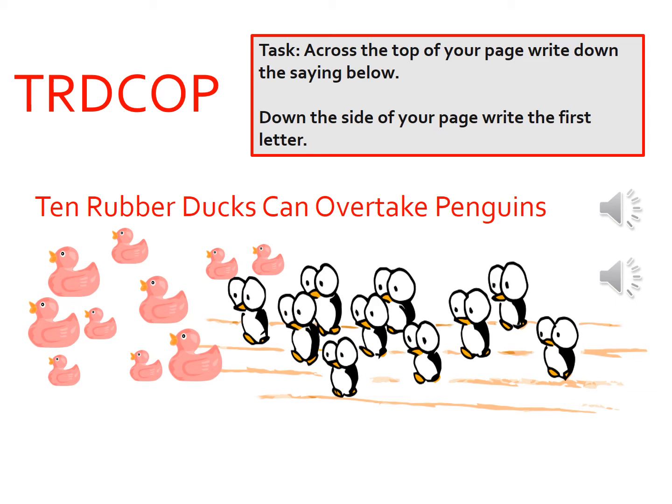Okay, so underneath your subtitle of how is soil formed, right across the top, write: 10 rubber ducks can overtake penguins. Now this is a little saying that's going to help you remember the things that help the soil to form. Once you've done that, then down the side of your page, I want you to write TRDCOP, leaving spaces in between, because you're going to write a little summary of the note beside each of the letters.